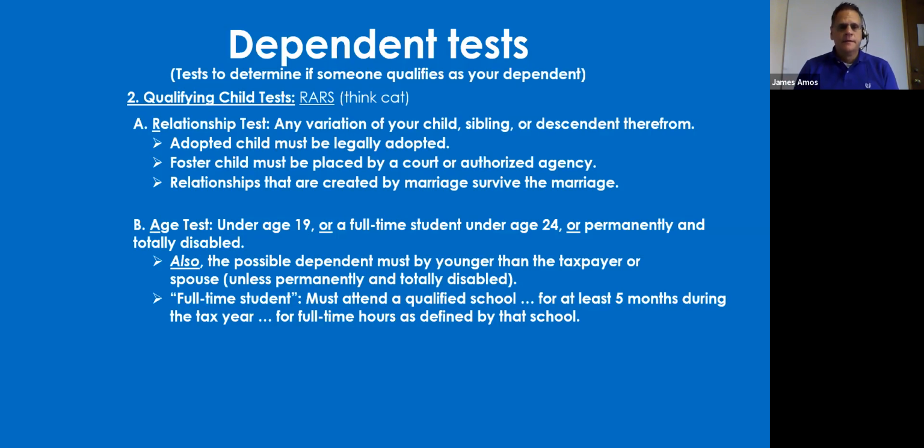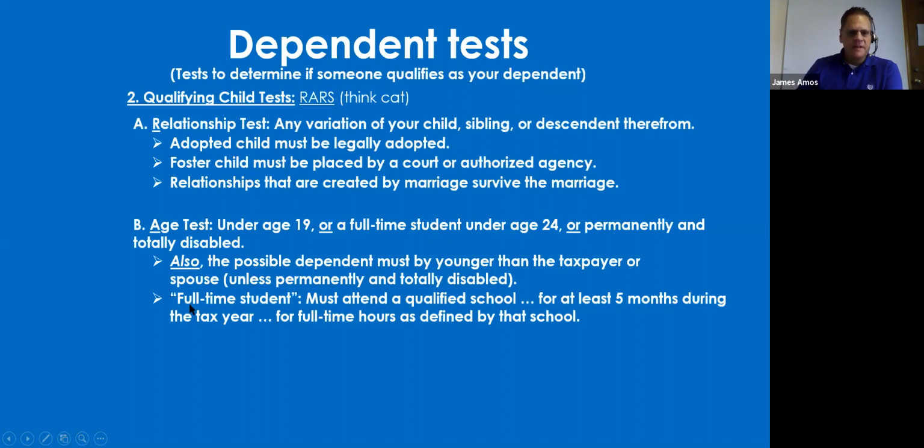Okay? All right. So, age test. So that RARS, first R stands for relationship test. Now the A in RARS is age test. What is the age test? Well, this says that your child or dependent must be under age 19. What does that mean? They must be 0 through 18 years old. So they must be under age 19. Or they must be a full-time student under age 24. Keywords here are under age 24 and a full-time student. Or they must be permanently and totally disabled.